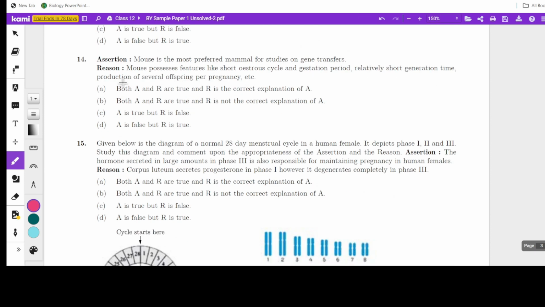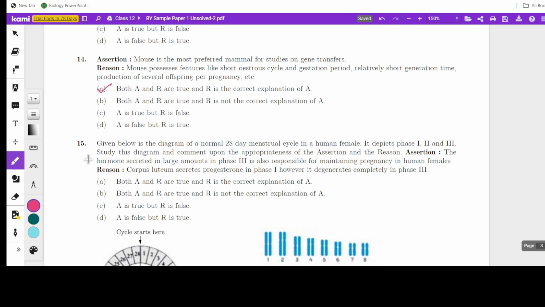Coming to question number 14. Mouse is the most preferred mammal for studies on gene transfer. Mouse possesses features like short estrous cycle, gestation period, relatively short generation time, production of several offspring per pregnancy, etc. Yes, that is the reason we have chosen mouse as the most preferred mammal for studies on gene transfer. So option A, both A and R are true and R is the correct explanation of A.